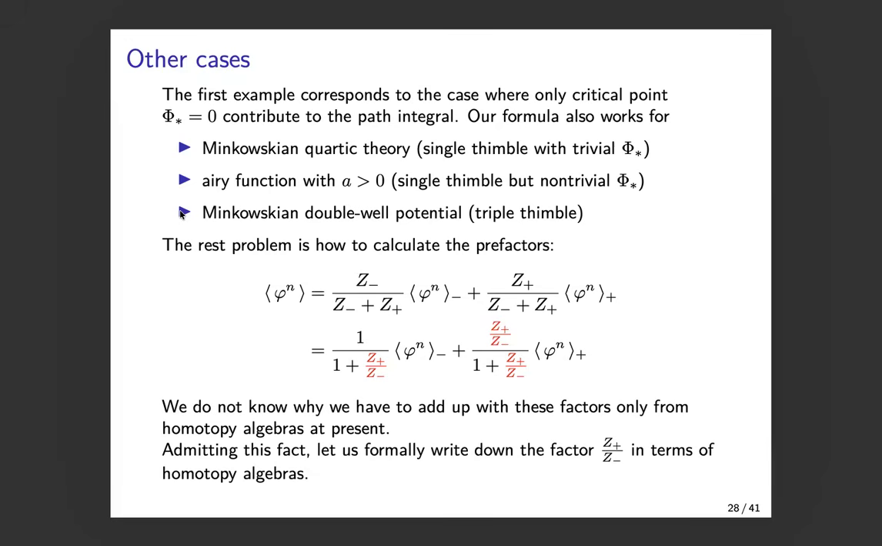So we can calculate this part of the correlation function of the Airy function or some other correlation function non-perturbatively. But to consider the full correlation function, we want the prefactors. So we want to know why we need to adopt this relative ratio in terms of homotopy algebra, but we do not know why.